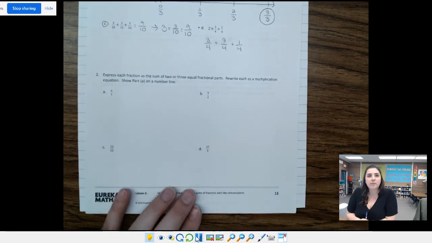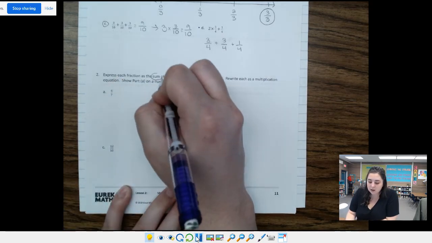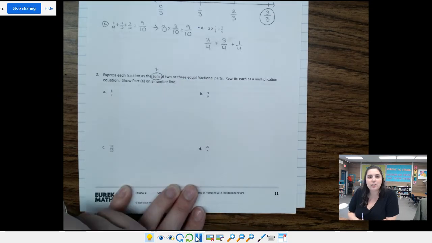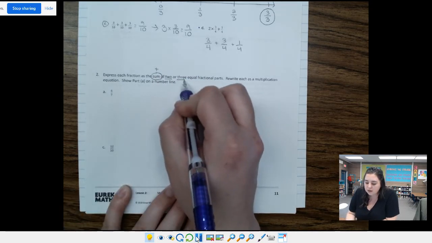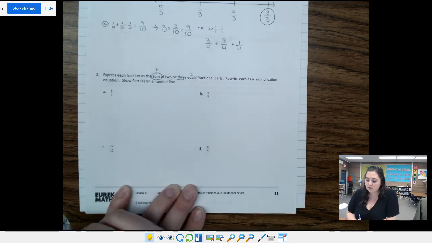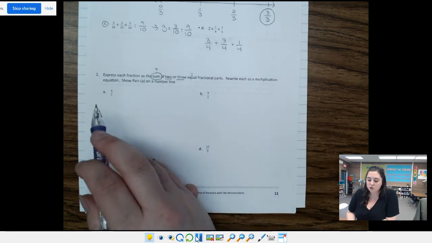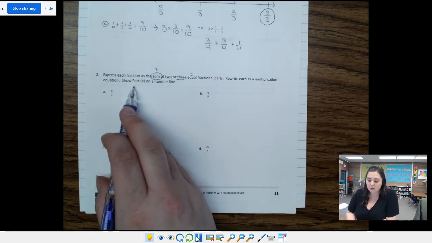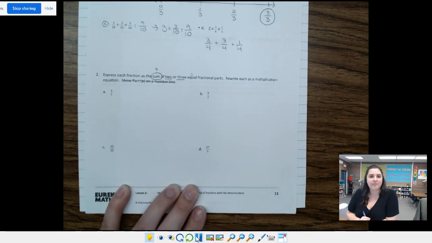So the directions say, express each fraction as the sum, which means the answer to an addition problem, of 2 or 3 equal fractional parts. Rewrite each as a multiplication equation. Show part A on a number line. We're going to skip that part for right now. So let's break down what this means.